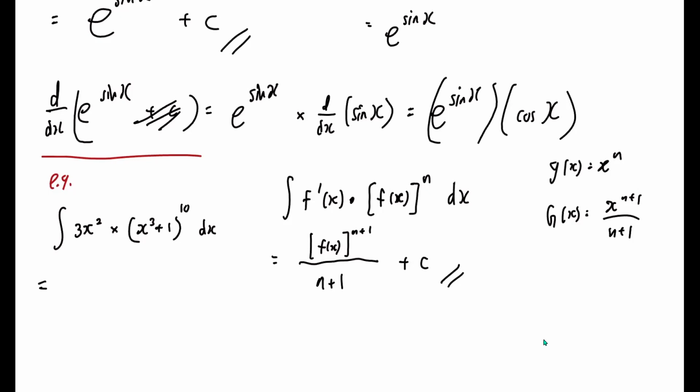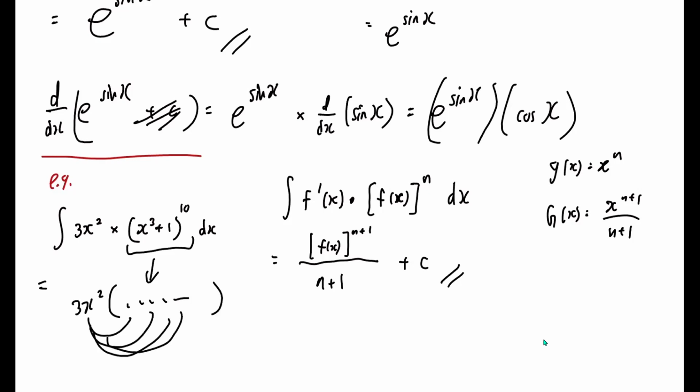One way you could do it is to go and do binomial expansion on this, and you get all 11 terms. And then after that, 3x squared multiplied by all this. Then you distribute into all 11 terms. And then you integrate term by term, correct? But would you want to do that? No. So that's why you have to use this formula.